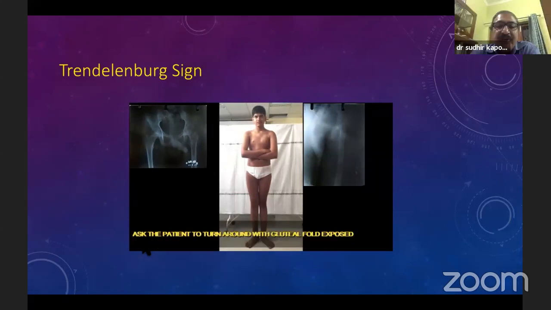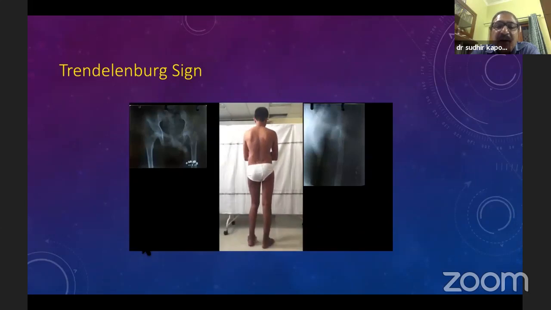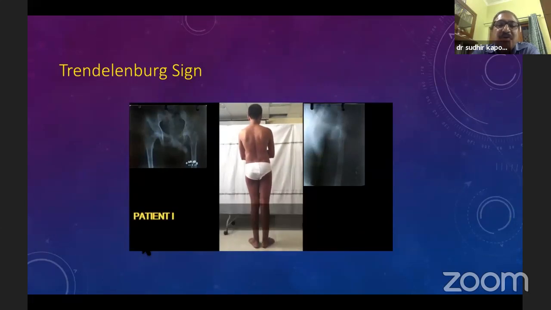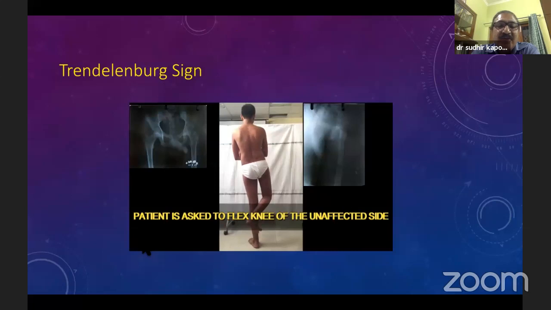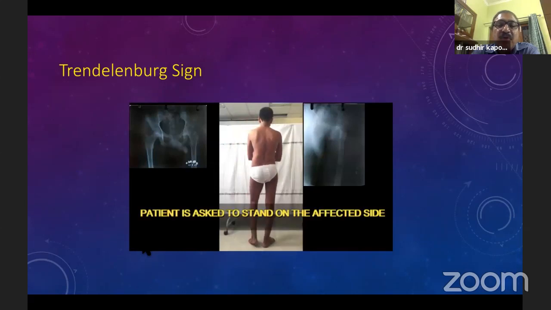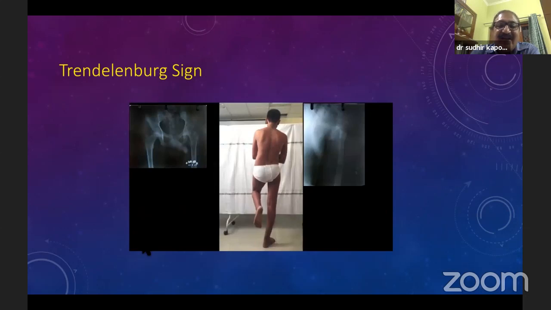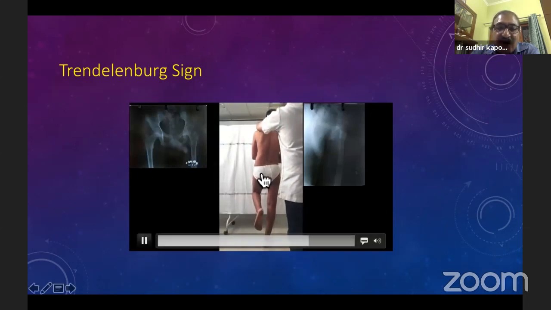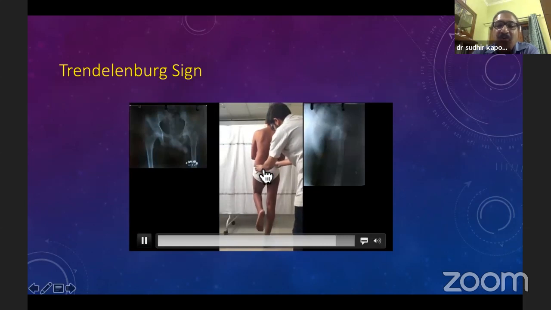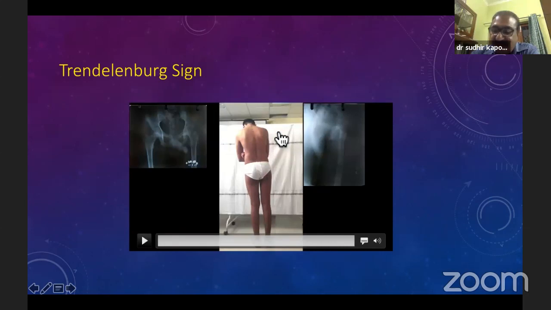As I told you already, you must examine the patient from behind. Ask the patient to show his back towards you. Ask him to first stand on the sound limb. This is a normal situation. His left lower limb is normal. That is why the right gluteal fold is going up. Now, once he stands on the right side, the left gluteal fold goes down. The left posterior superior iliac spine tends to go down, and the patient lurches to the right side. This is a classical Trendelenburg sign.